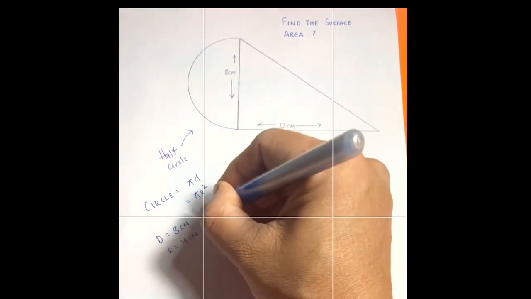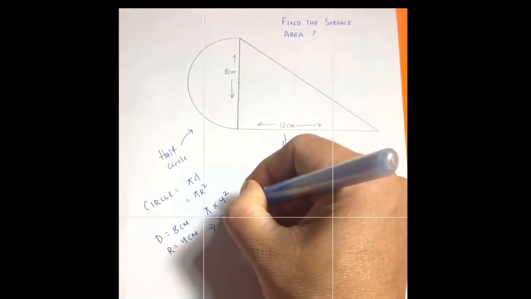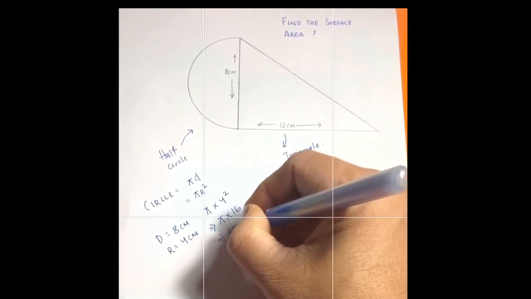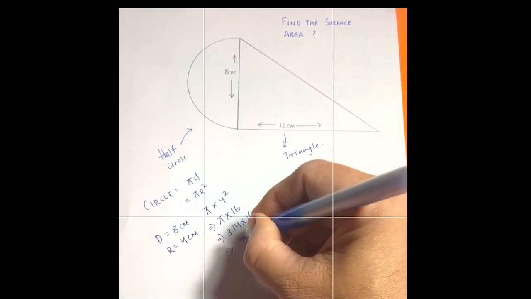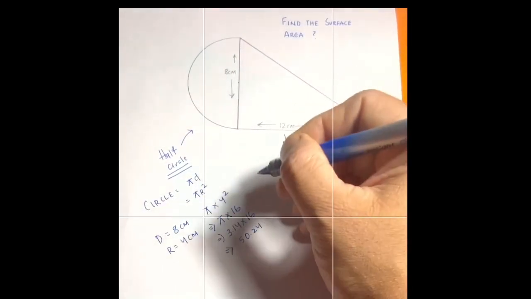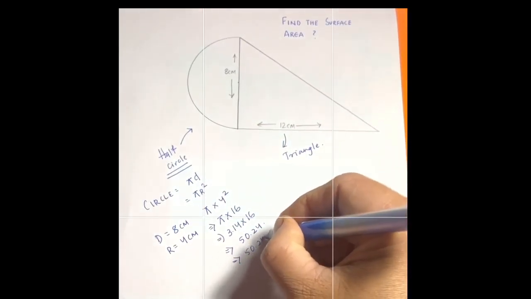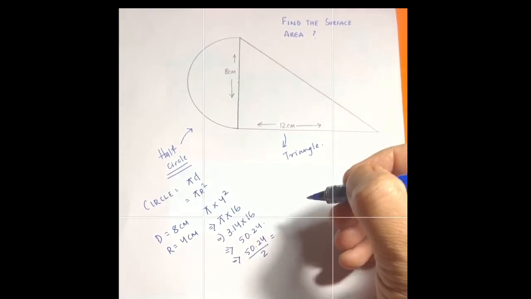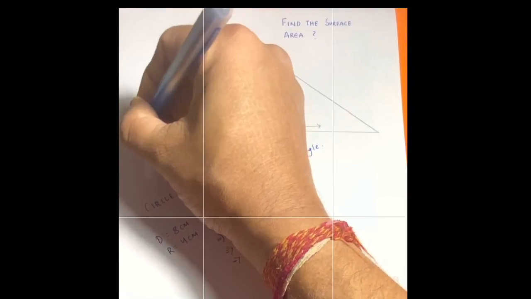So if we put pi into 4 square, which is pi into 16, where pi is 3.14 into 16, it comes as 50.24. But we know that this is a half circle. Half circle means half of the circle, so 50.24 divided by 2, which comes as 25.12. So the surface area of this half circle is 25.12 cm square.